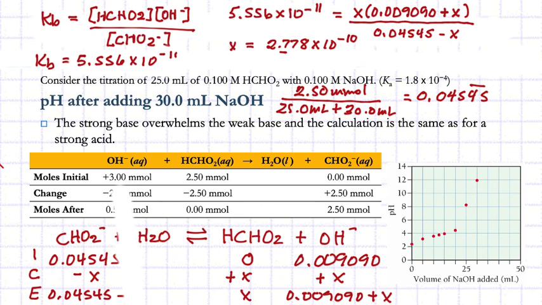What does x represent? No, it's not the OH minus. That's an easy mistake to make because usually x is the H plus or the OH minus, and we just take the negative log of it and we're mostly good to go. But the hydroxide ion concentration is 0.009090 plus x. If x is small, do we actually have to add it on? No, we don't. But if you don't remember that, go ahead and add it on. You'll get the same number.